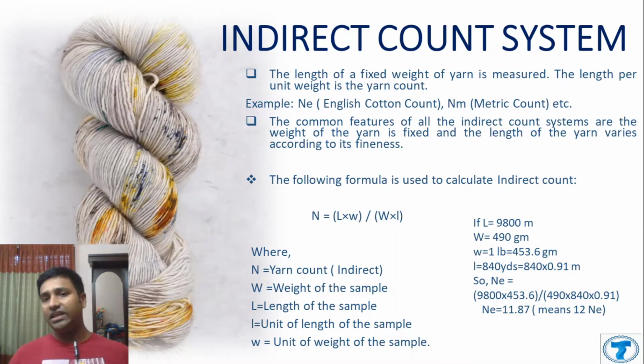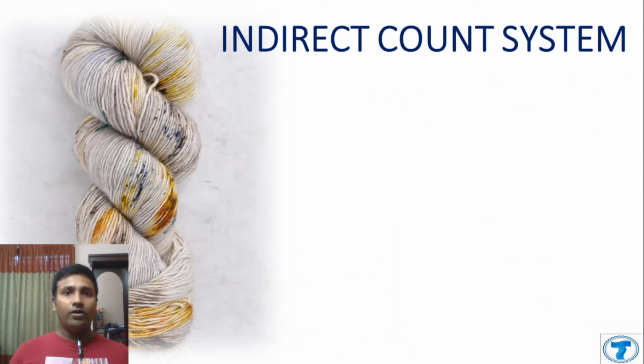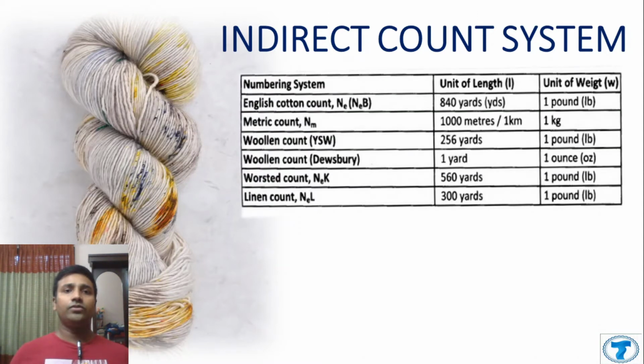That means it is equivalent to 12 count. So we get the yarn count of that yarn as 12 count. For indirect count systems, small l and small w are fixed. For the English count, small l is 840 yards and small w is 1 pound. For the metric count, small l is 1000 meters, that is 1 kilometer, and small w is 1 kg.